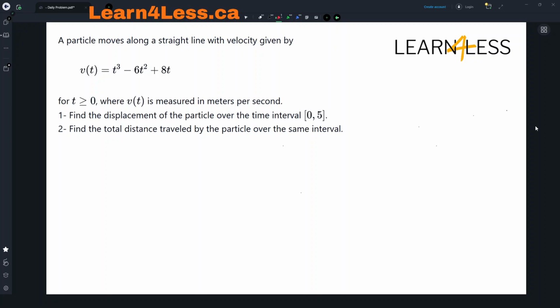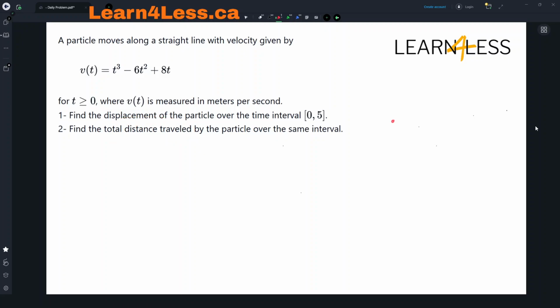In this problem, we are given a function for the velocity of a particle. In the first part, we want to find the displacement of the particle over the interval from 0 to 5 seconds. And in the second part, we want to find the total distance traveled by the particle over the same interval. A very important thing is that these two are very different from each other.